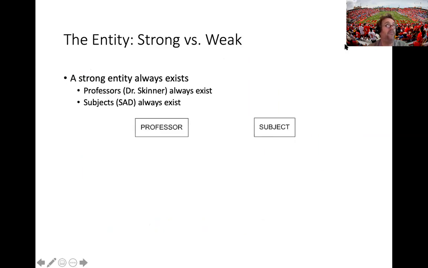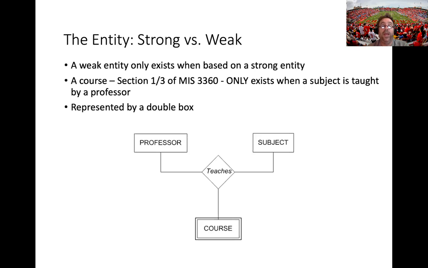So we have strong and weak entities. A strong entity always exists. Professor Skinner always exists. The subject, SAD, always exists. A weak entity only exists when based on a strong entity. So the course, MIS 3360, section 1 of 3, only exists when a subject is taught by a professor. And we represent this weak entity with a double box around it.